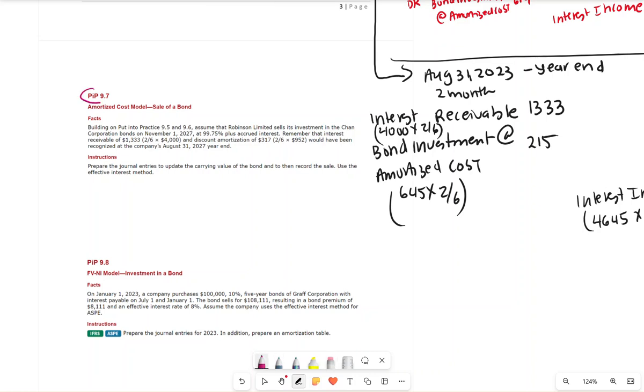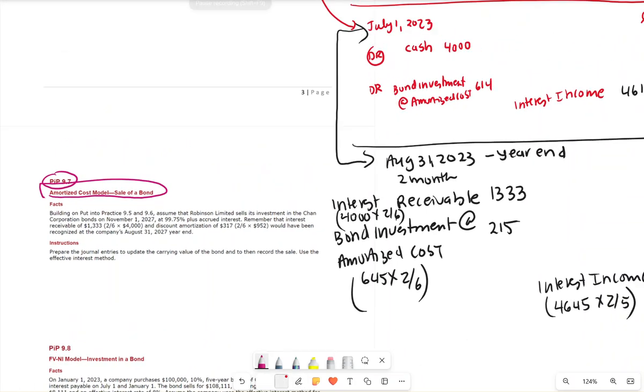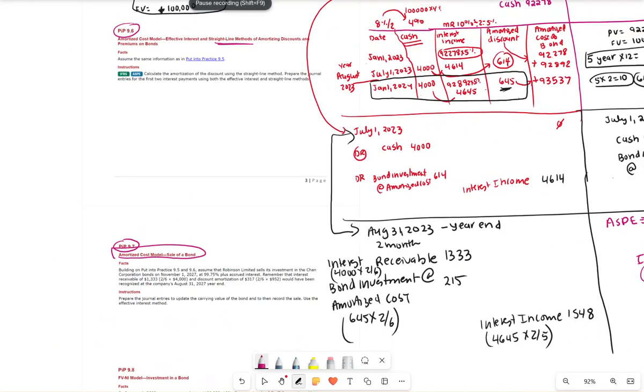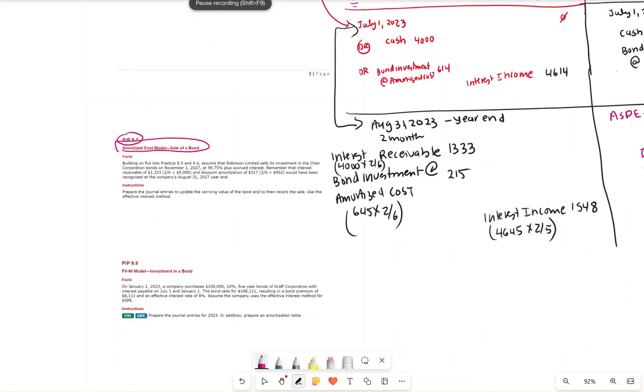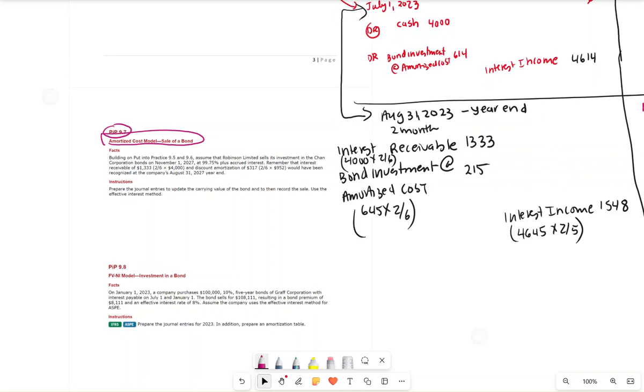What they're saying is, tell me what will be the entry at the time you sell it if they recorded the investment at amortized cost model. That's what they're doing. So now you have to fast forward your life, and what you have to do is keep doing this amortization table and work out a number. When are you going to work it out? At the time you sell it.